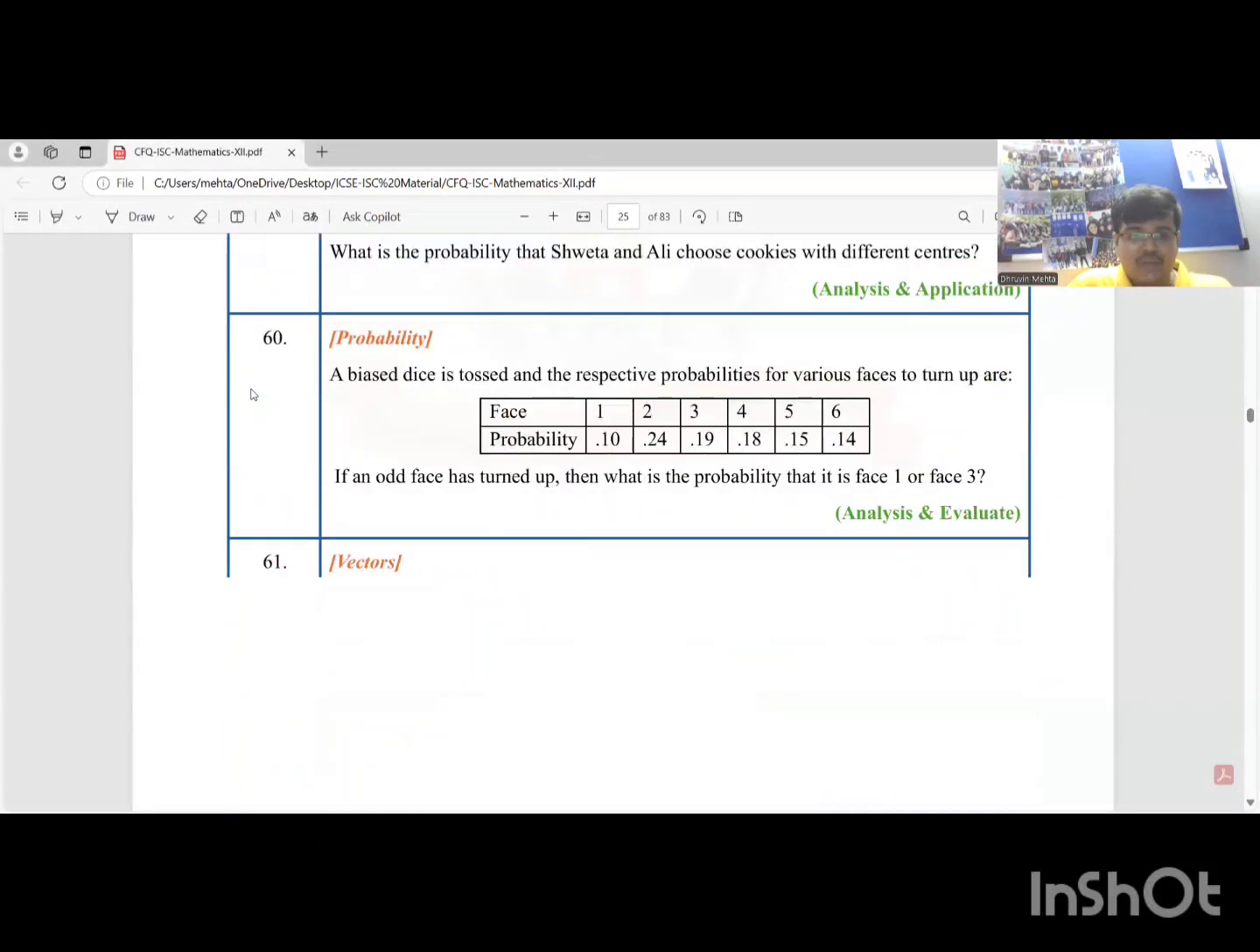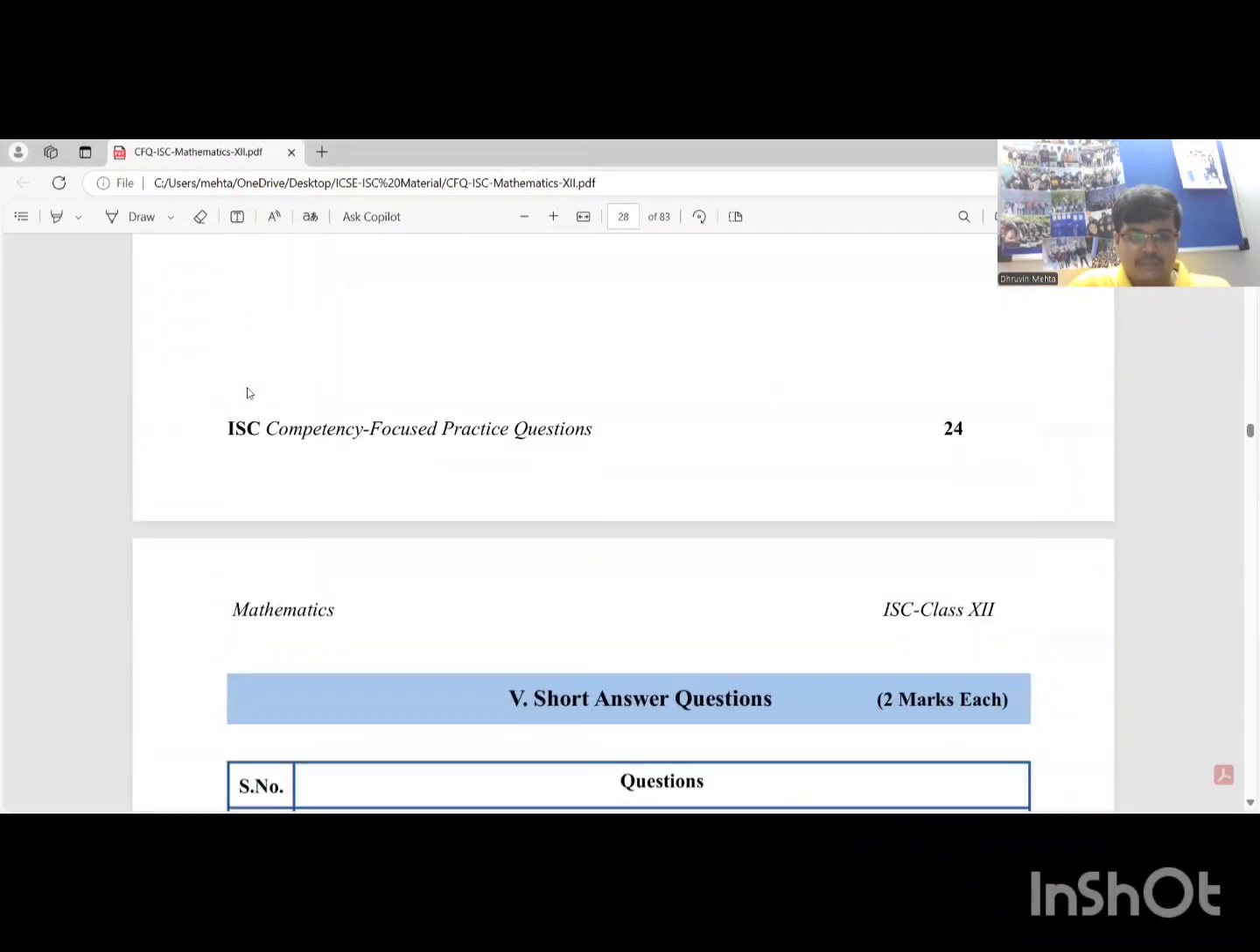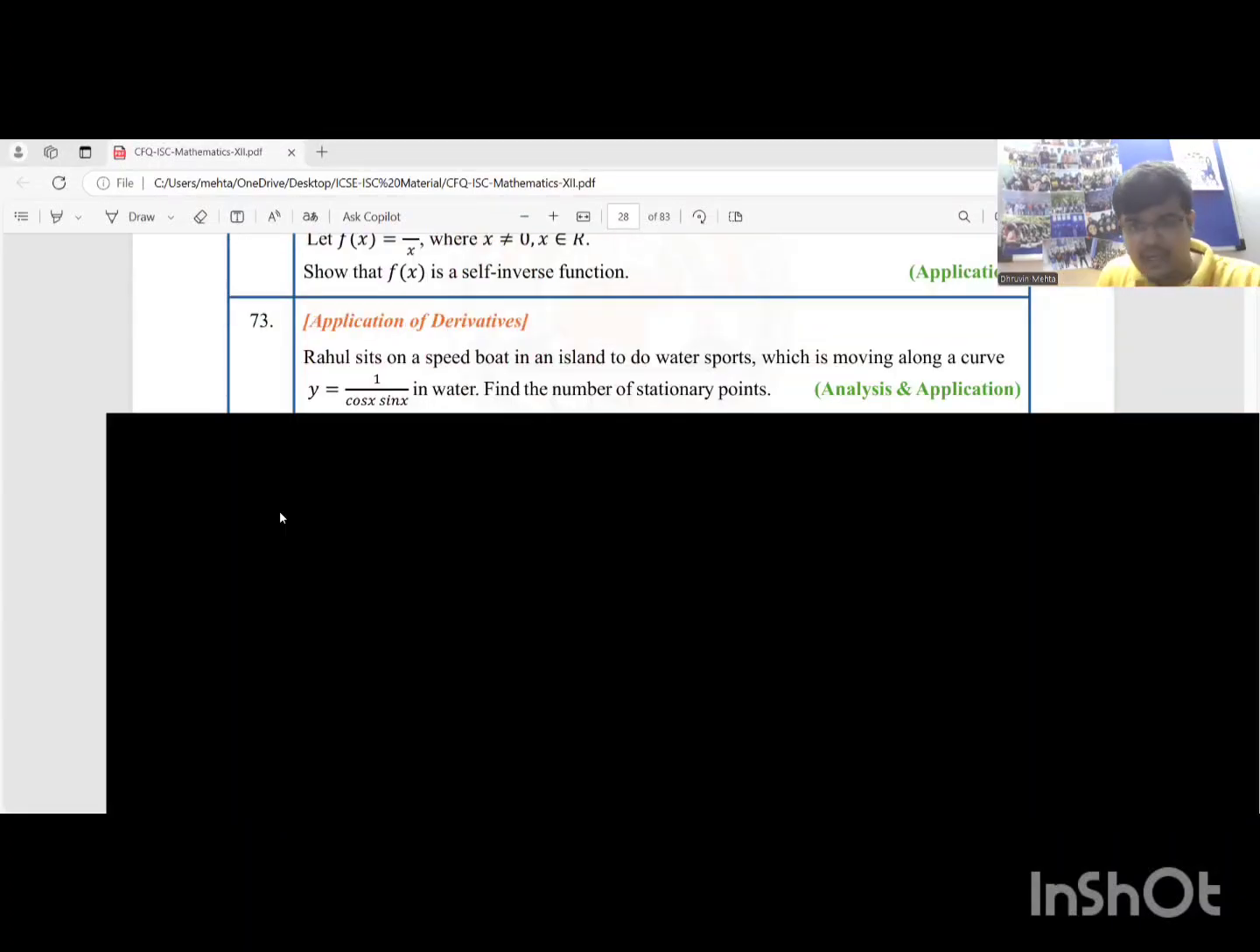Further, students, the next question that we have is question 73. Rahul sits on a speedboat in an island to do water sports, which is moving along a curve y is equal to 1 upon cos x sin x. We have to find the number of stationary points. Now, students, when we talk about stationary points, we're talking about those points where derivative is 0. So over here, we'll have to take the derivative of this function. But let's simplify this function first.